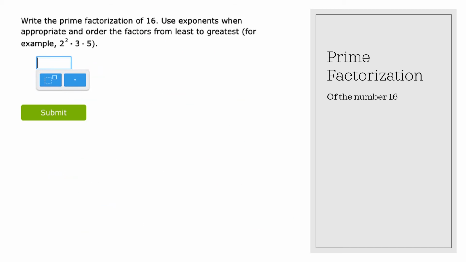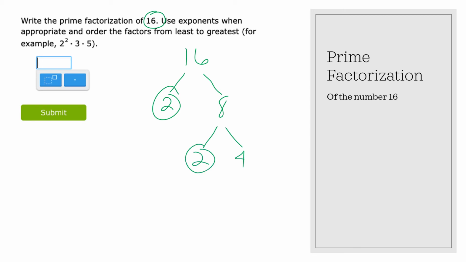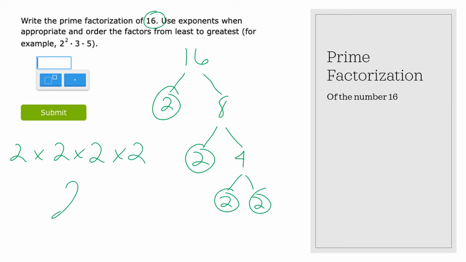Let's try one more. Let's do 16. So 16, how do we get to 16? Well, we can multiply 2 times 8. 2 is prime. Let's keep on going. 8 we can multiply 2 times 4. And 4 we can keep on going 2 times 2. So this has turned into 2 times 2 times 2 times 2. How many 2's do I have? I have 4 2's. And I don't have any other prime numbers, so that's my answer.